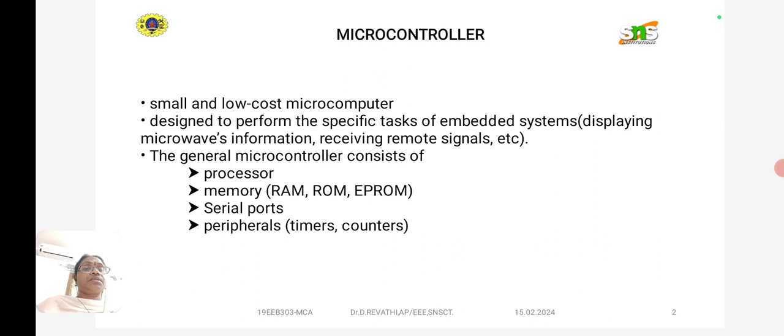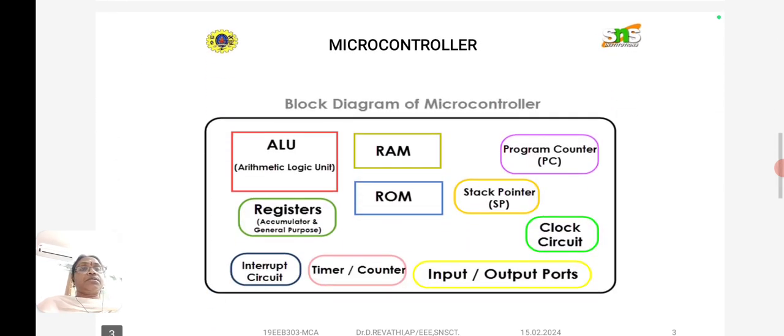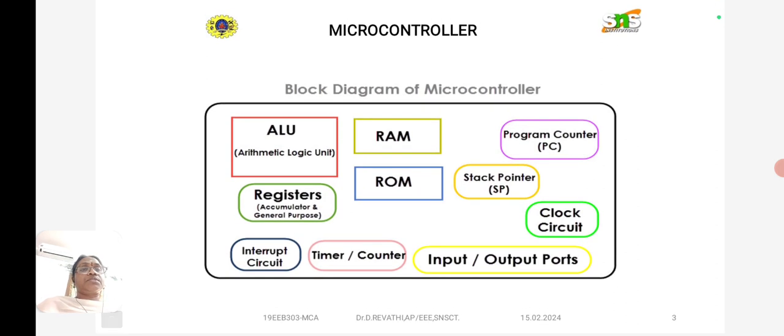There are three types of memory: RAM, ROM, and EEPROM. It also has serial ports and peripherals, that is, timers and counters. This is the block diagram of a microcontroller, which consists of a number of functional units: arithmetic logic unit, RAM, ROM, stack pointer, program counter, clock unit, input output ports, timer and counter, interrupt circuit, and registers.